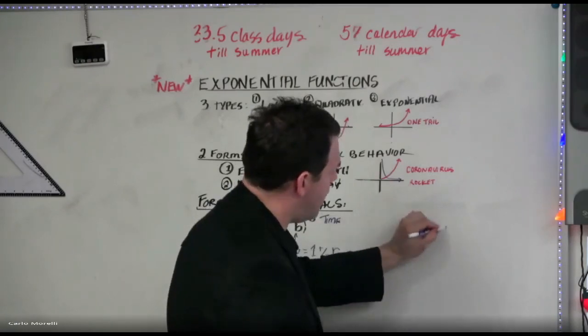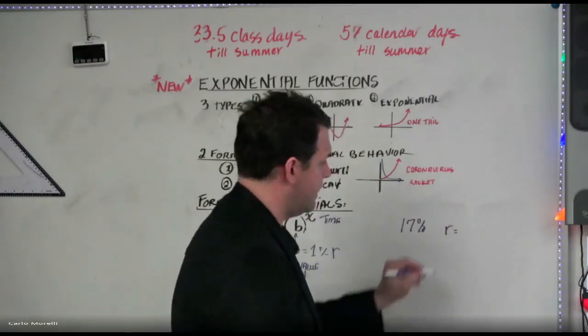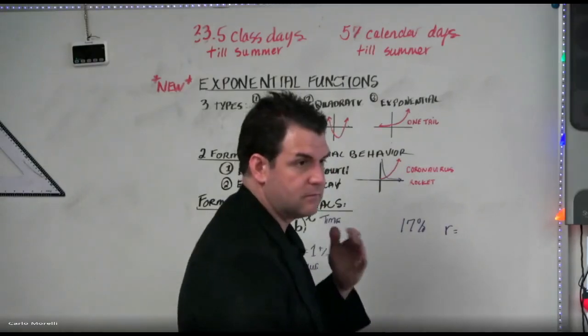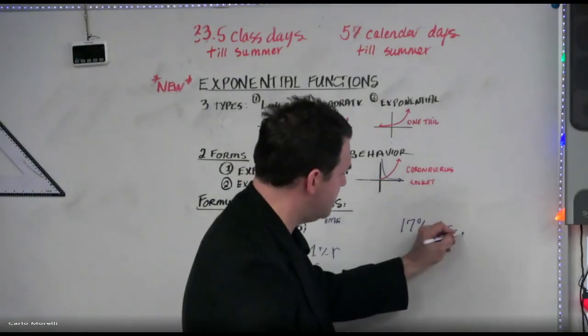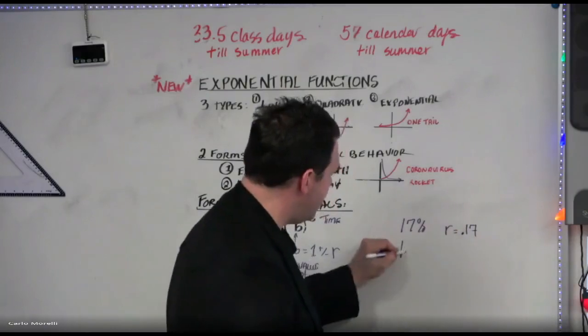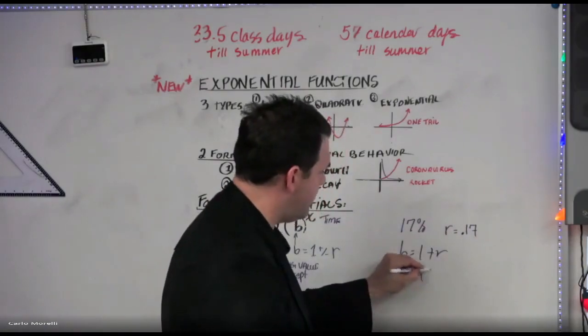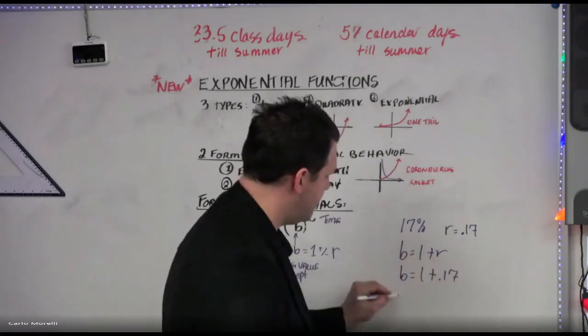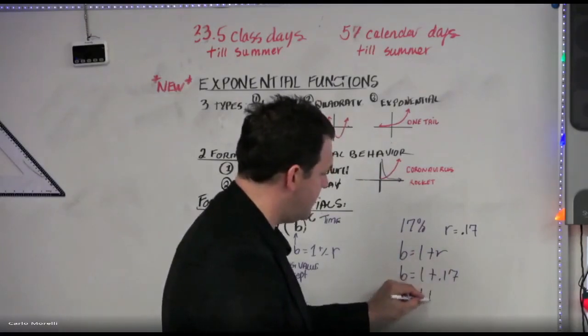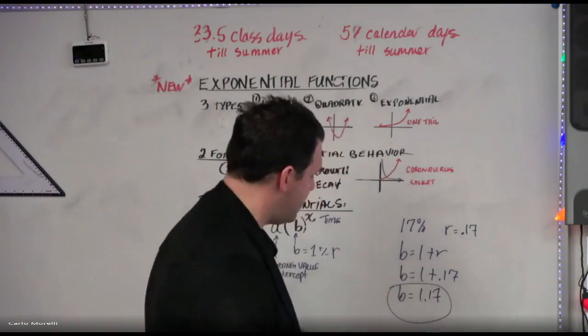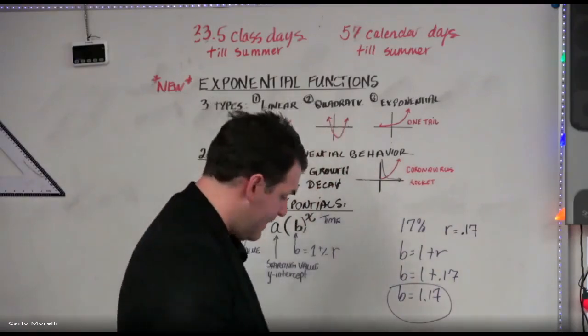What is R? 0.17. So what is B? B is 1 plus R. So B is equal to 1 plus 0.17. B is equal to 1.17. Is this growth or decay? Growth. Okay, now we're going to do another one.